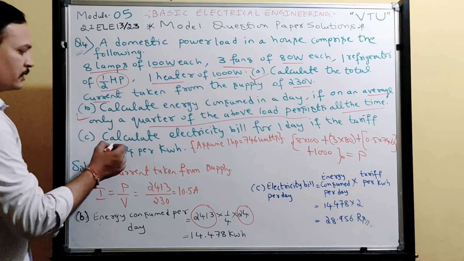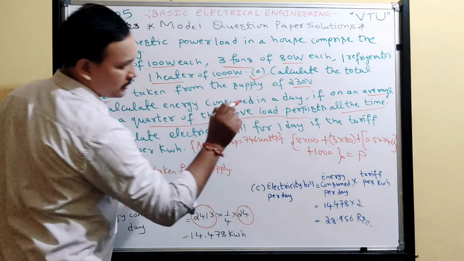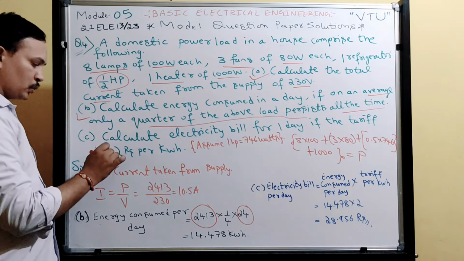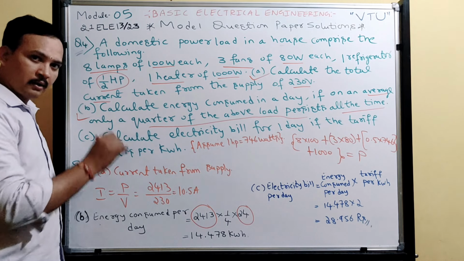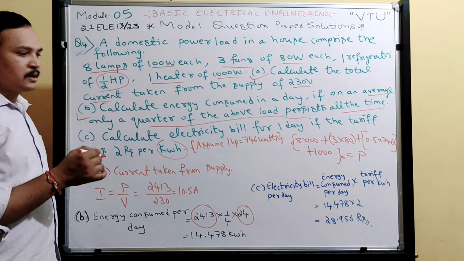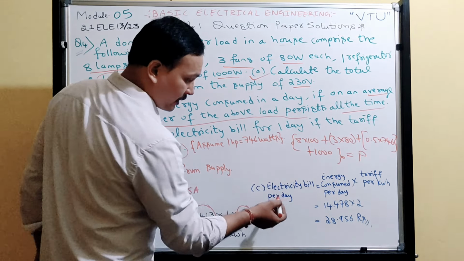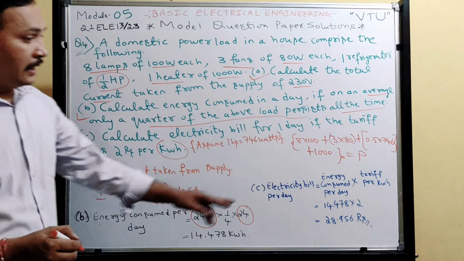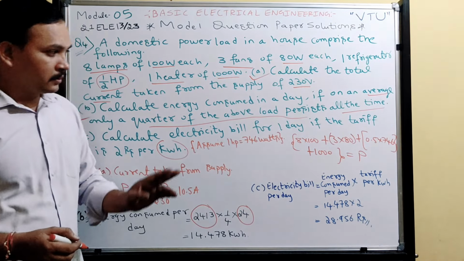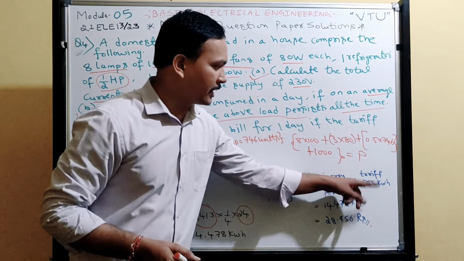Next, the last question: calculate the electricity bill for 1 day if the tariff is 2 rupees per kilowatt hour. What is kilowatt hour? 1 unit. 1 unit costs 2 rupees; they can give any value and you can calculate it. So the electricity bill per day will be the energy consumed per day into the tariff per kilowatt hour.